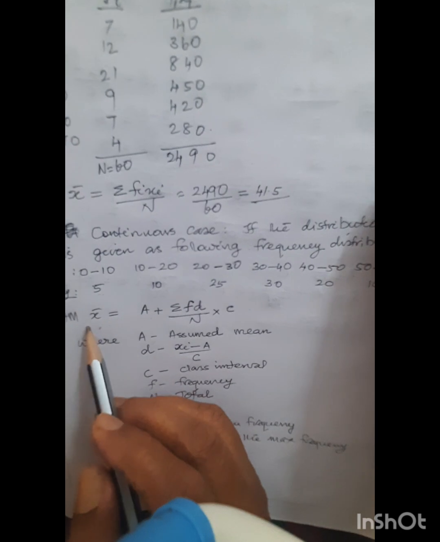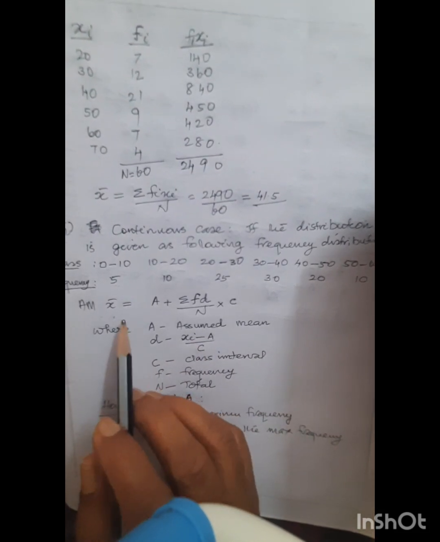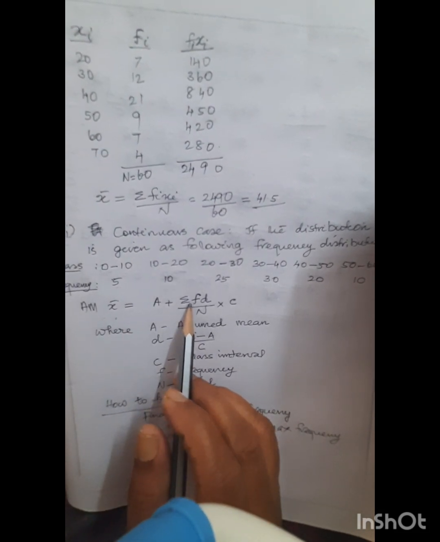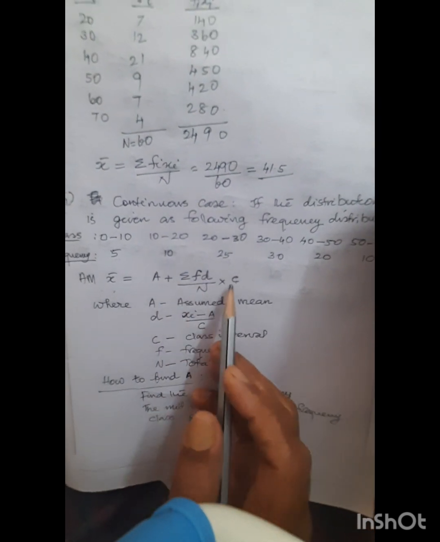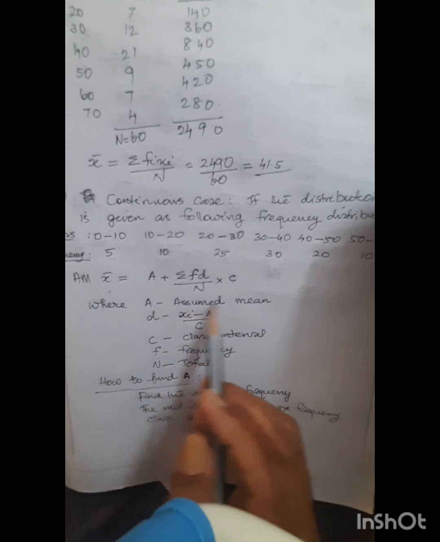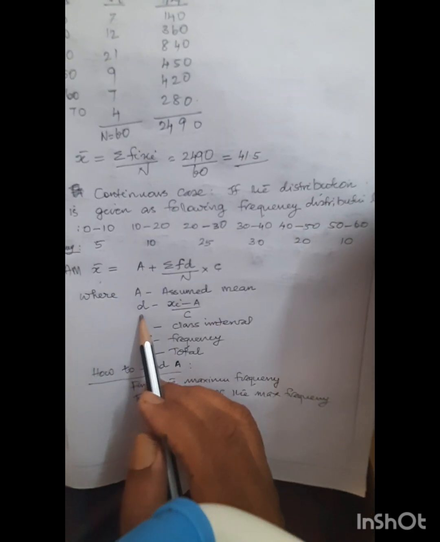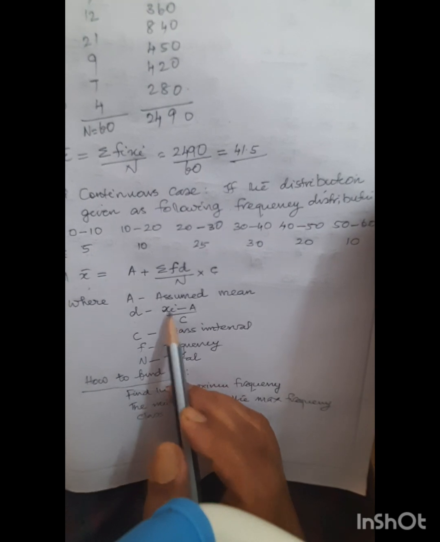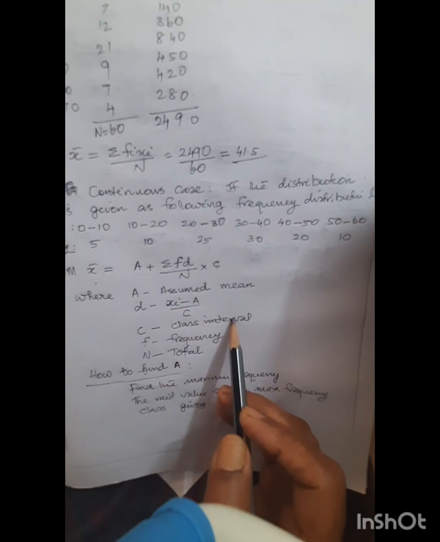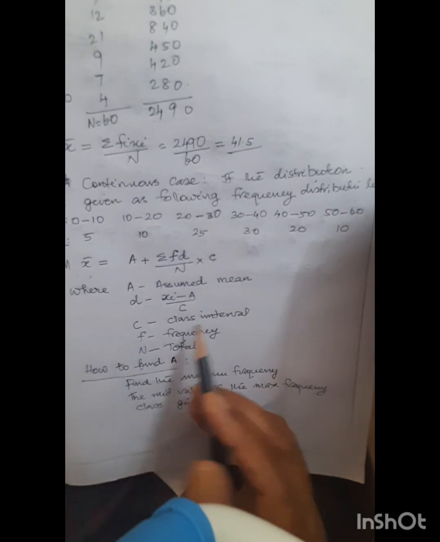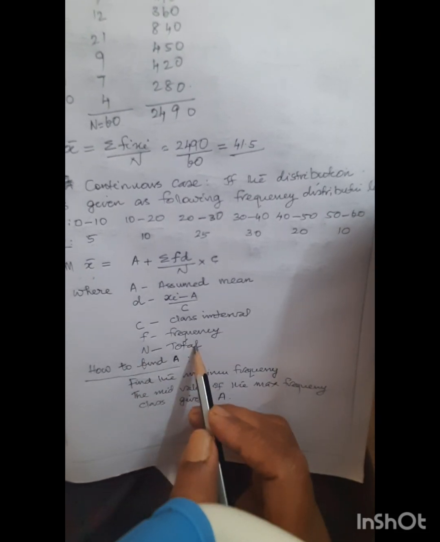And these are the frequencies. In this case, the arithmetic mean x bar equals a plus sigma fd by n into c, where a is the assumed mean, d is the deviation, that is each xi minus a divided by c, c is the class interval, f is the frequency, and n is the total frequency.